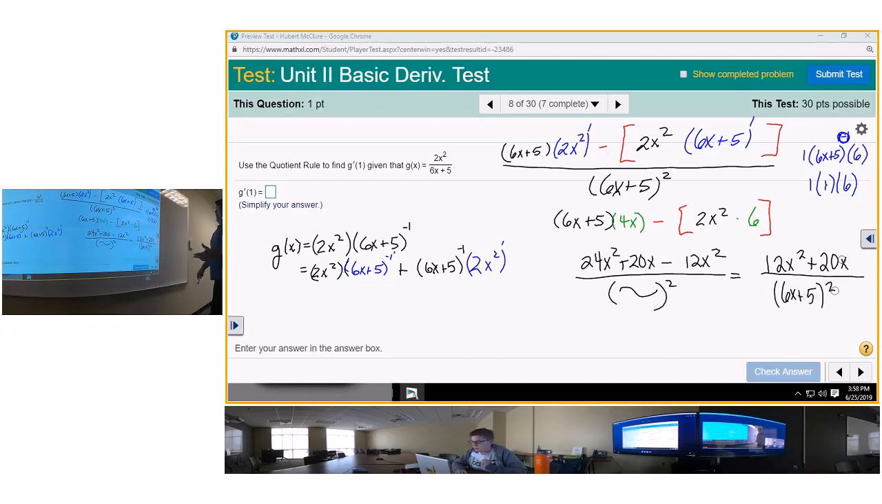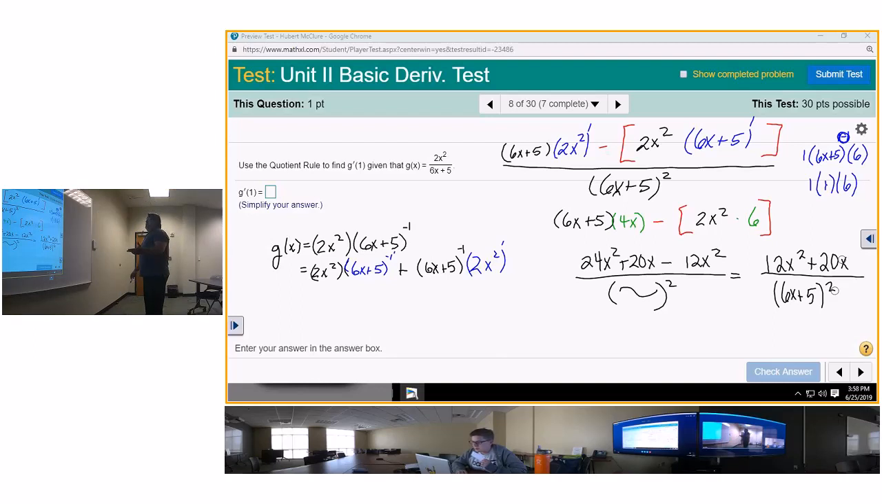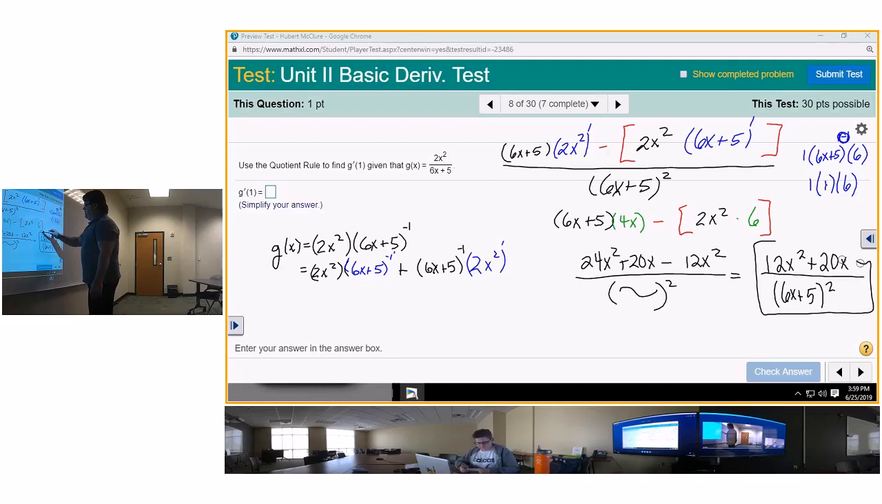Now, I could pull out a 2x, right? 4x, thank you. A 4x, is that going to help me? No, because nothing's going to cancel out. So with the quotient rule, we got this, but let's see what happens when we do the product rule.